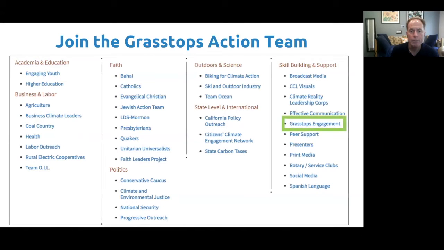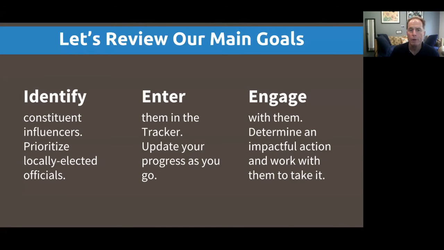All right, I'm on to slide number 30, where it says, let's review our main goals. So I've talked about this quite a bit. I was talking pretty fast, but the main thing I really want you to know at the end of this CVT today is I want you to be able to identify constituent influencers in the district and prioritize local elected officials. And I talked about why those local elected officials are especially good influencers, especially good folks to go out and connect with, and why they're going to be ready and willing to engage with you.